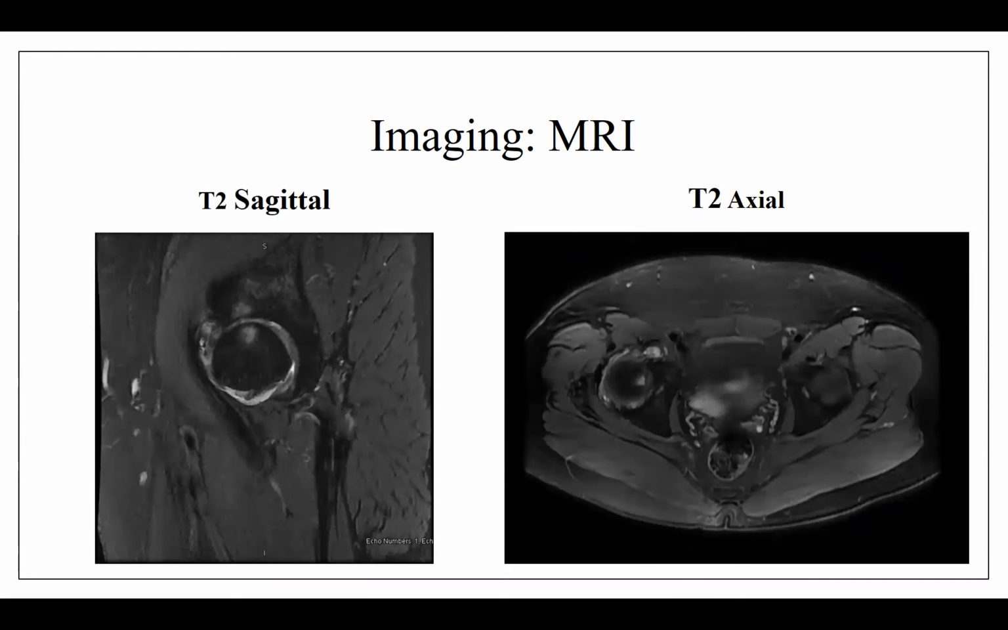These are the T2 images. There's a high intensity signal also present in that superior aspect of the femoral head. So this patient was diagnosed with AVN of his right femoral head as seen on the MRI images.